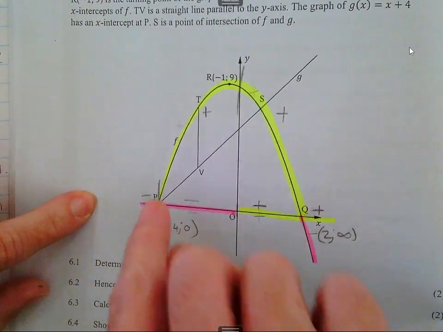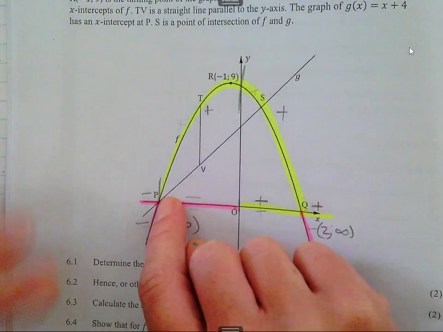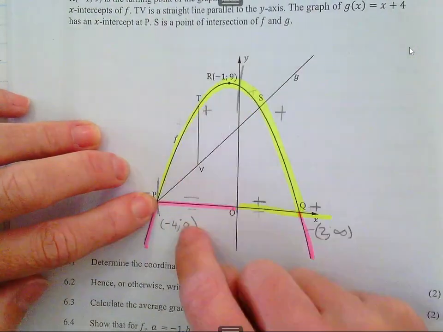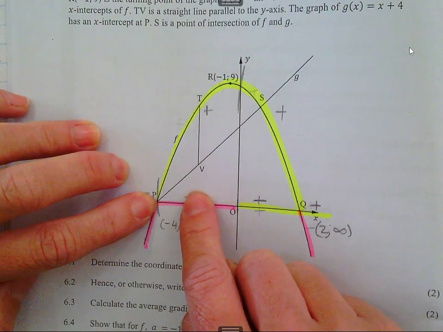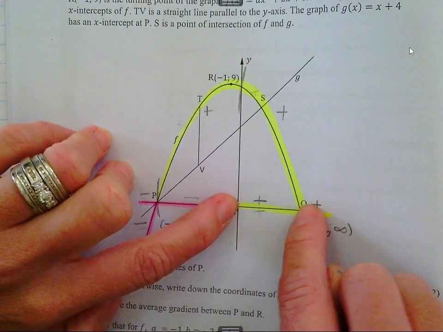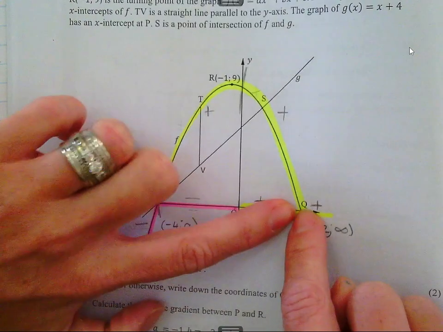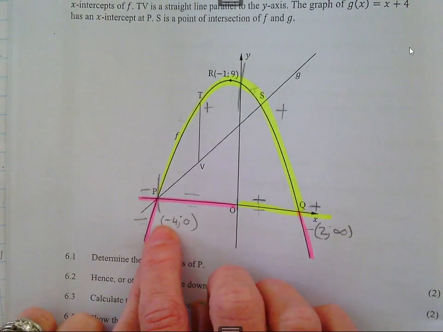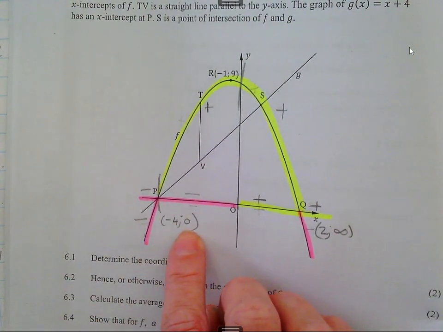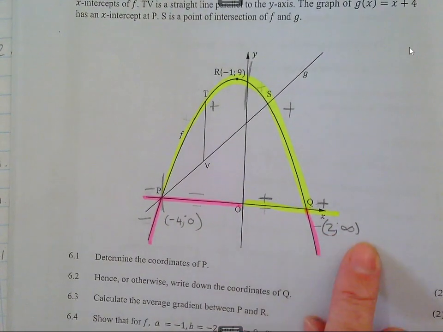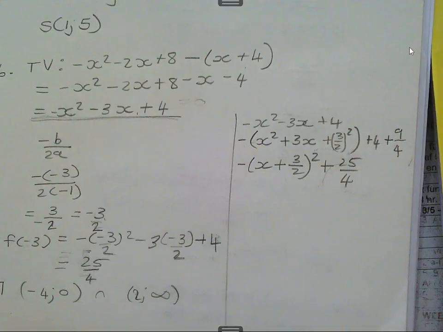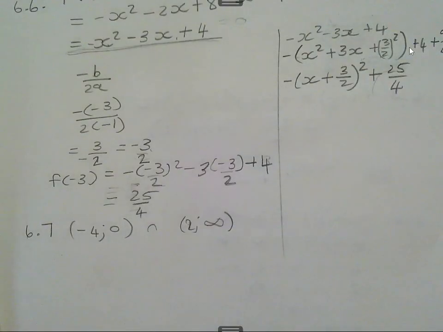Because from negative infinity up to -4, both will be negative. But between -4 and 0, one will be positive and the other will be negative. From 0 to 2, both will be positive. From 2 to infinity, one will be positive and one will be negative. So my answer will be from -4 to 0, neither included, and then from 2 to infinity, none of them included, because they're only asking smaller than. There is your answer as well. Do you all understand that? Go.